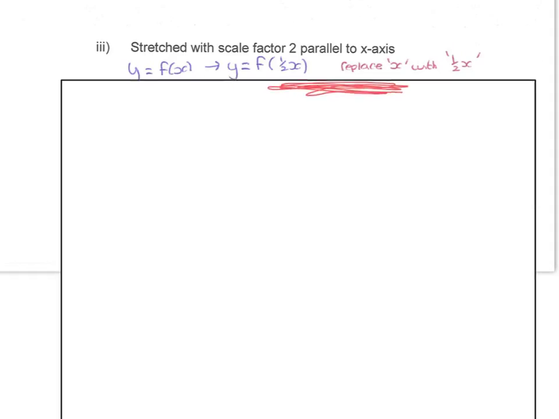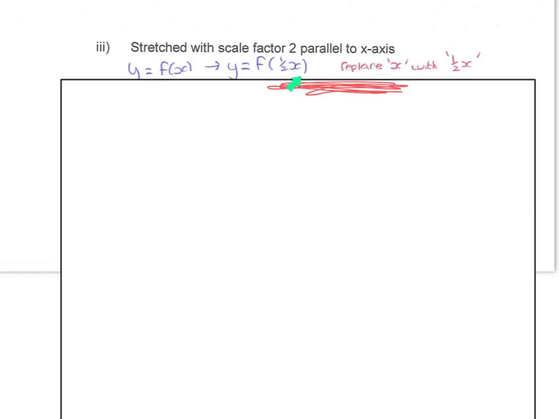In our third example, again it's a stretch, so we're going to be multiplying something. The scale factor is 2, but this time it is parallel to the x-axis. Remember, if it's parallel to the x-axis and the scale factor is 2, you want to multiply by its reciprocal, so you're multiplying by a half. I always find it useful to write it in function notation first, though you can leave that stage out. So y equals f of x gets transformed to y equals f of a half x. You multiply the x's not by the scale factor, but by its reciprocal.